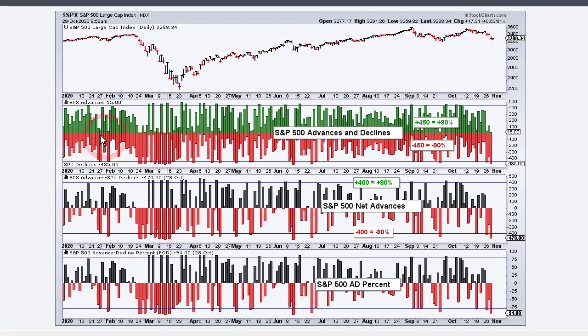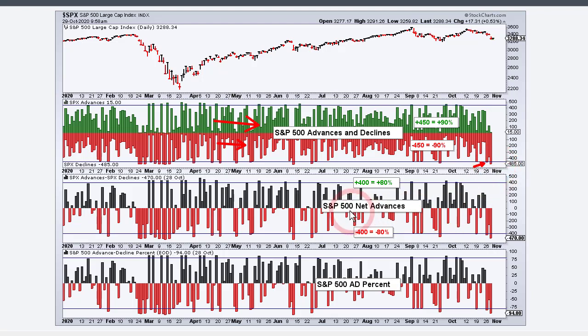So here in the first window, we've got advances in green and decliners in red. And I've got a horizontal line at minus 450 and plus 450. And you can see we had 2 days below minus 450. And that means you had 2 days when more than 90% of issues declined.